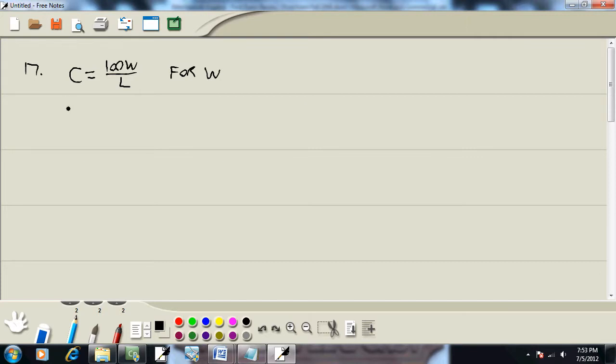Well, first step, get rid of parentheses. We don't have any. Second step, get rid of fractions. We'll multiply everything by the LCM of all their denominators. Now we only have one denominator, this L, so that is our LCM. So we'll multiply everything by L. So we'll multiply the C by L, and we'll multiply this fraction by L.